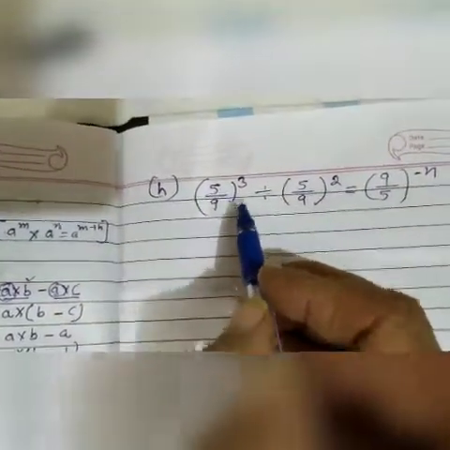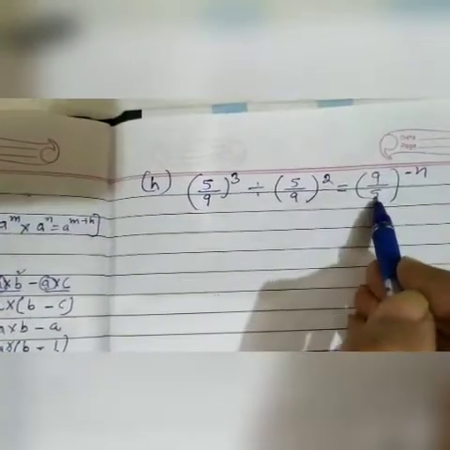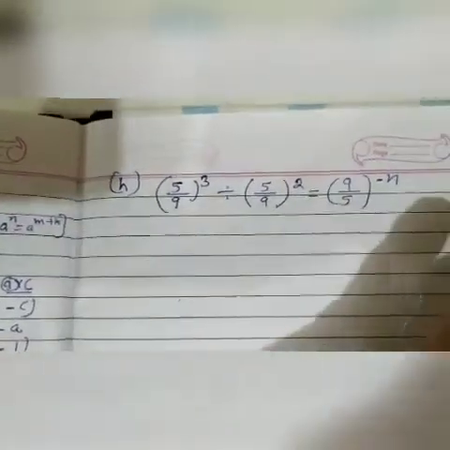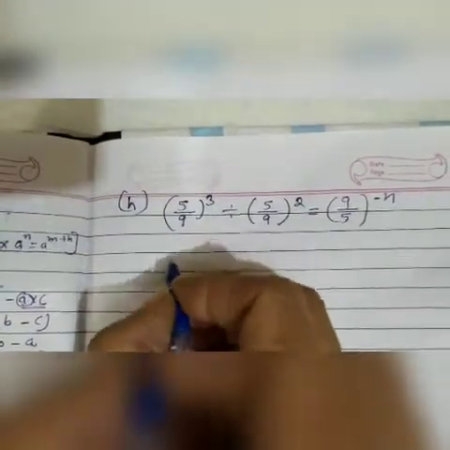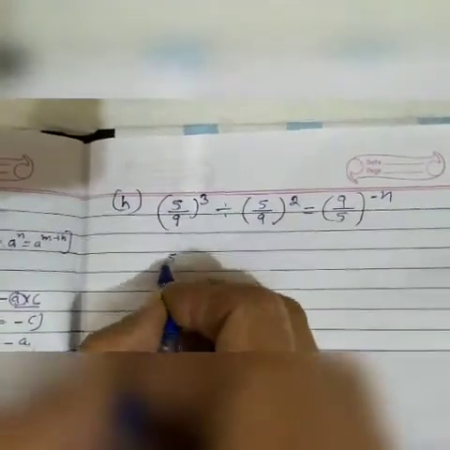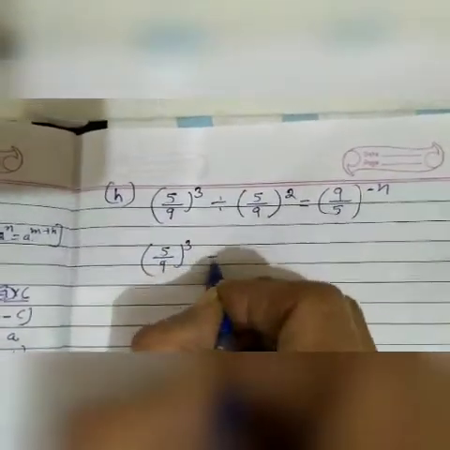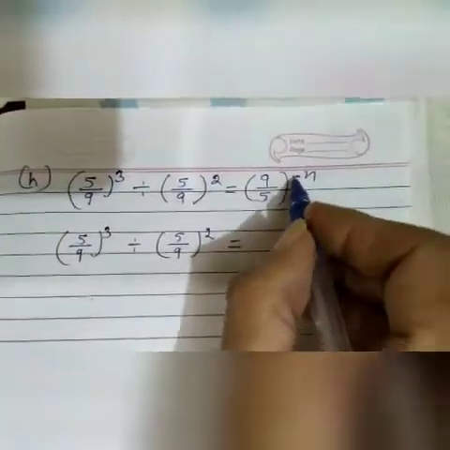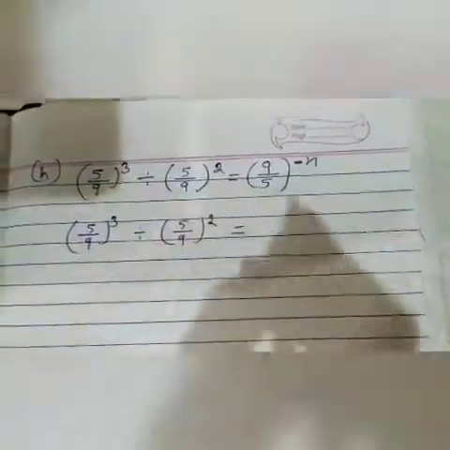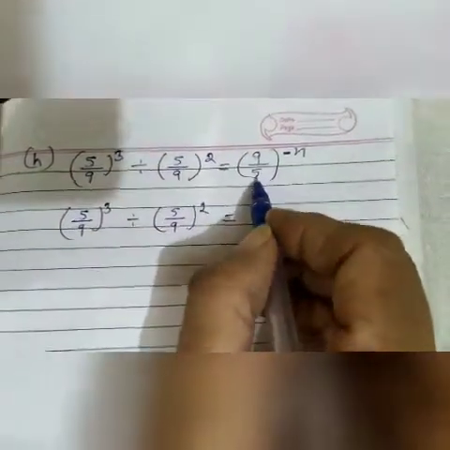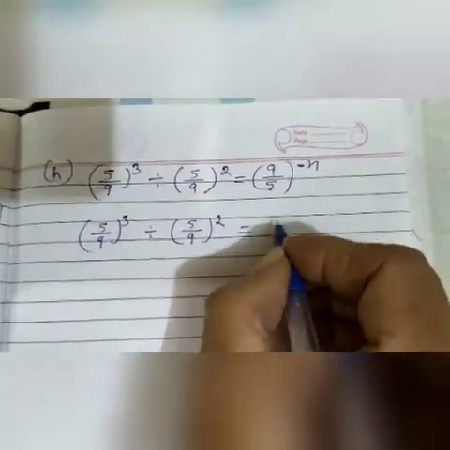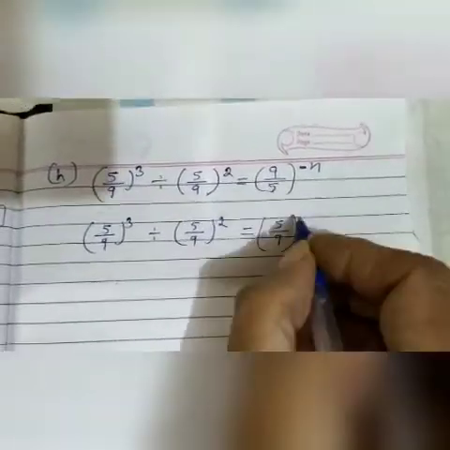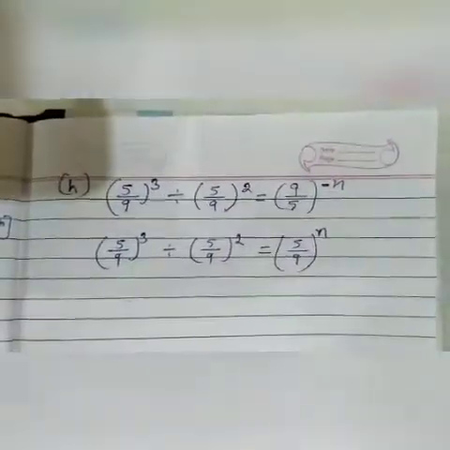See student, here the base is 5/9, here also 5/9, but here it is 9/5. So first we will make all the bases equal. We will write the left hand side as it is: (5/9)^3 divided by (5/9)^2 equals. See here, this power is negative. So if we write the reciprocal of this base, 9/5, as 5/9, then this power will be positive. Clear? Which law have we used here?